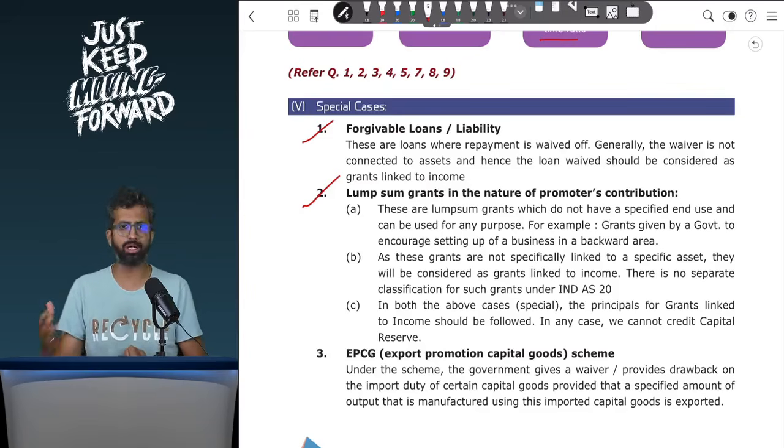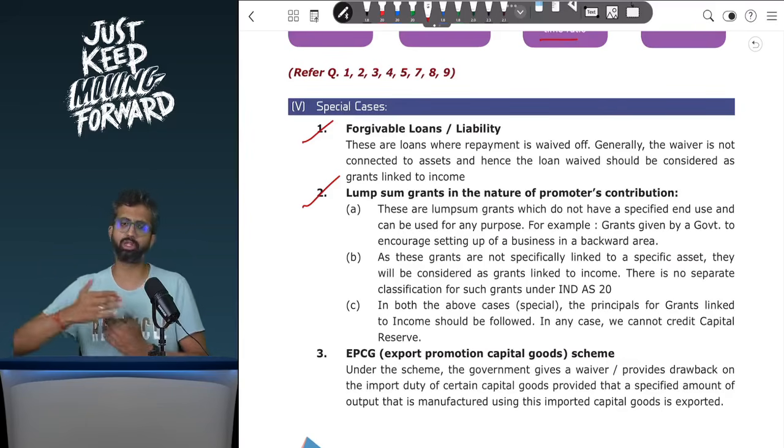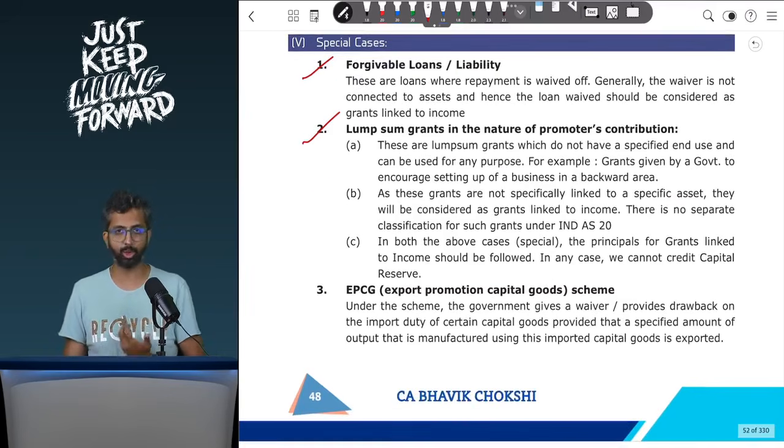Now, how will you account for it? Well, if there are no conditions attached, you will take it to the P&L immediately. If there are conditions attached, like you might have to generate employment and keep those employees, let us say, for a period of 3 years, in which case it is a grant linked to income, and there are conditions attached, in which case you will spread it over 3 years. The accounting will be exactly the same as what you have for grants linked to income.